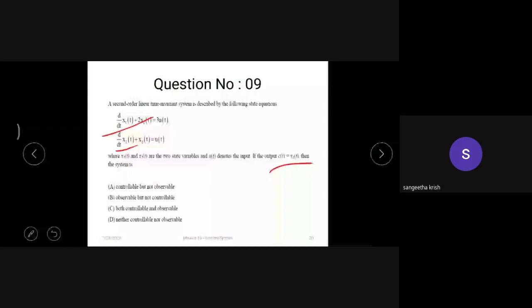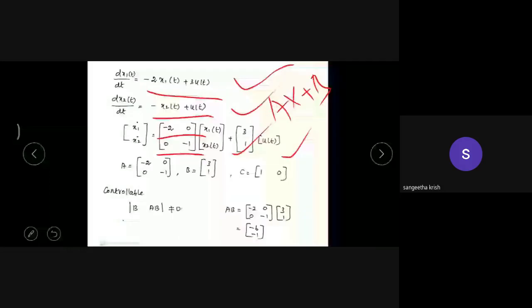So there are two state variables, then I should have two elements, x1 of t as well as x2 of t. If I see this equation, I'm getting only x1 of t. So the C matrix is nothing but 1, and x2 has become 0. So I wrote C is equal to [1 0].